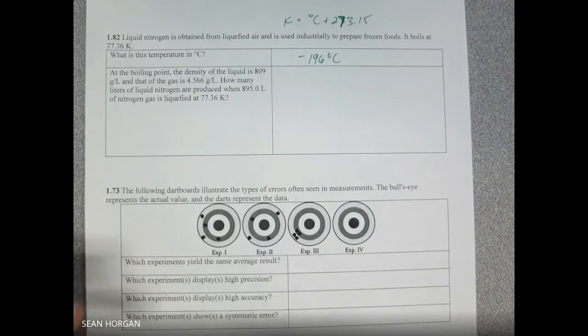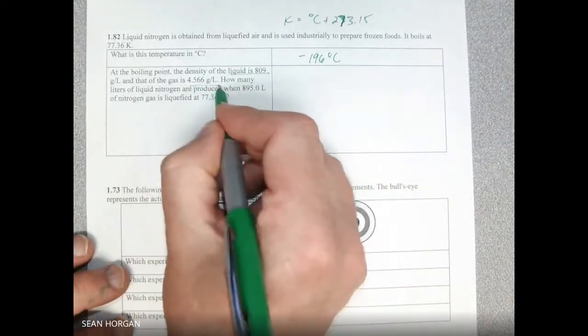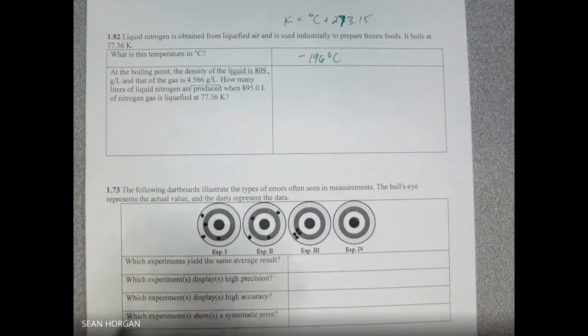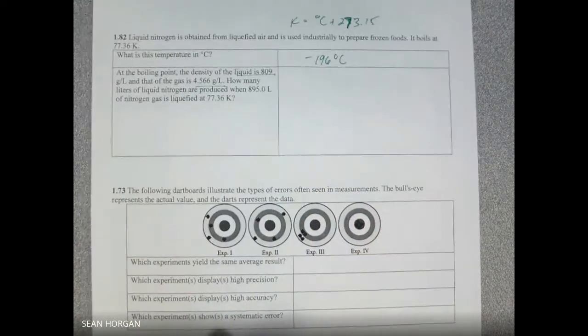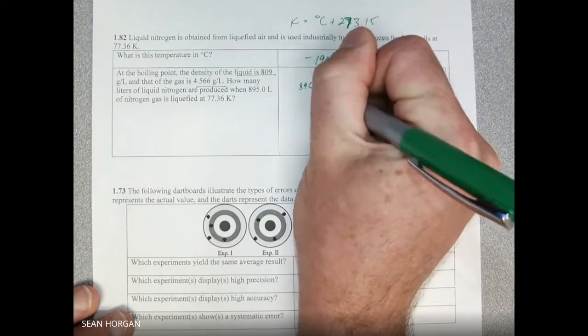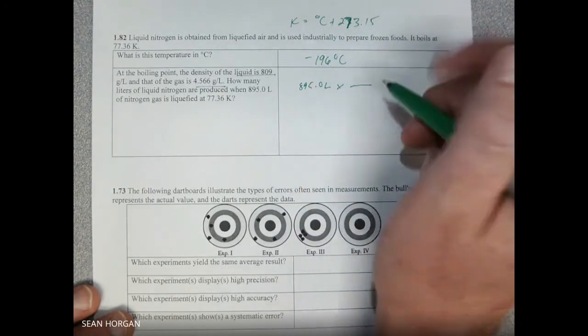At the boiling point, the density of the liquid is 809 grams per liter, and that of the gas is 4.566 grams per liter. So the gas is not very dense at all compared to the liquid. The liquid is a lot closer together, more packed tight. How many liters of liquid nitrogen are produced if 895 liters of nitrogen gas is liquefied? The first thing we're going to do is take the 895 liters of nitrogen gas and convert it into mass. And we'll tell you why in a second.